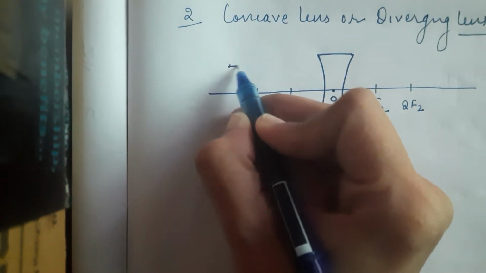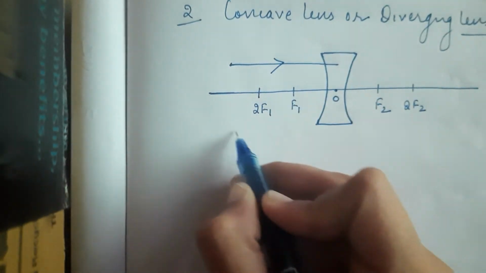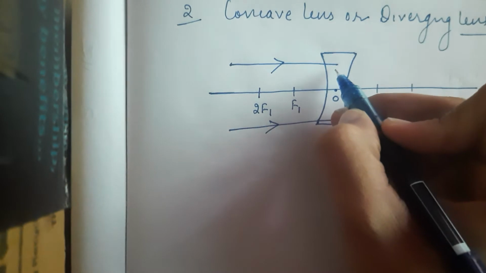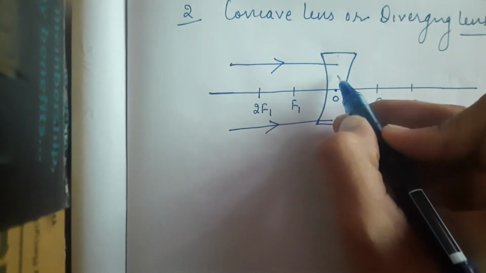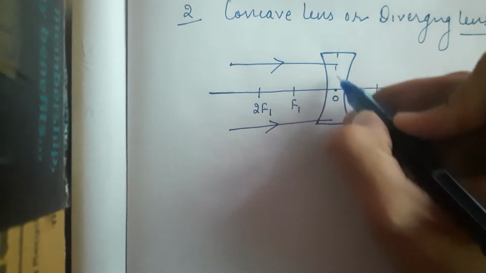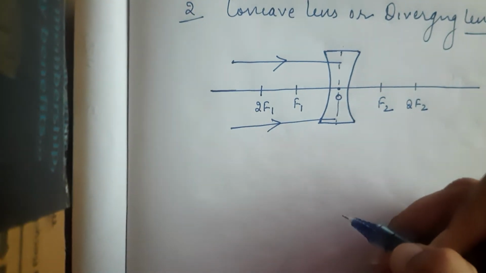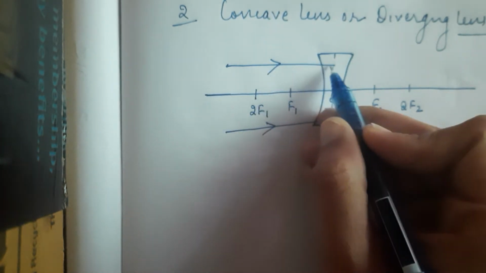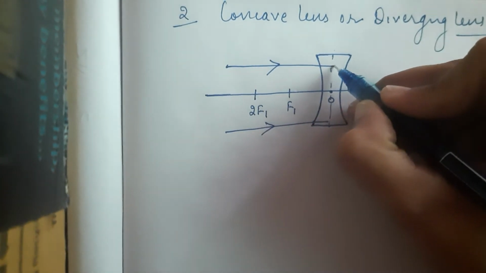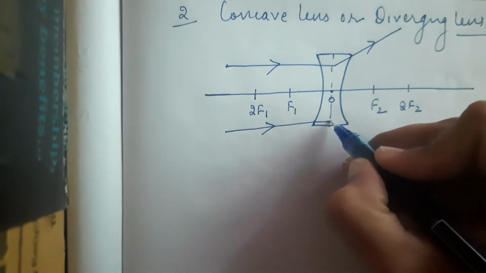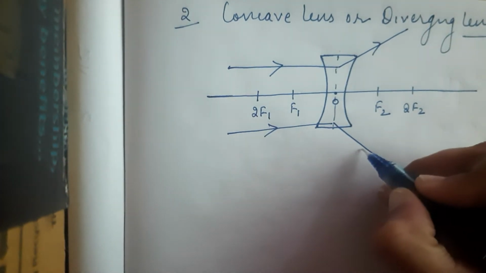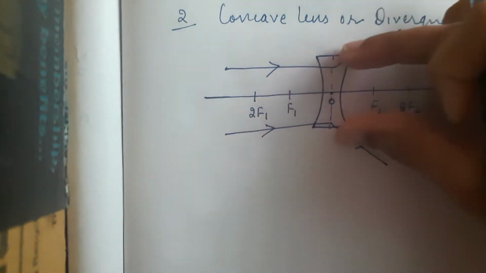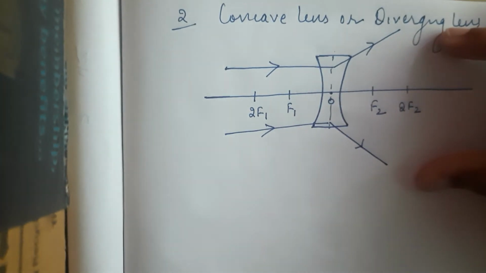Let's try it. The light rays are coming parallel to the principal axis. Make sure that you start the bending from the center of the lens. Now, what happens? The light rays after bending, they diverge. After the refraction, they diverge from each other. So you see that they will never meet at this side.